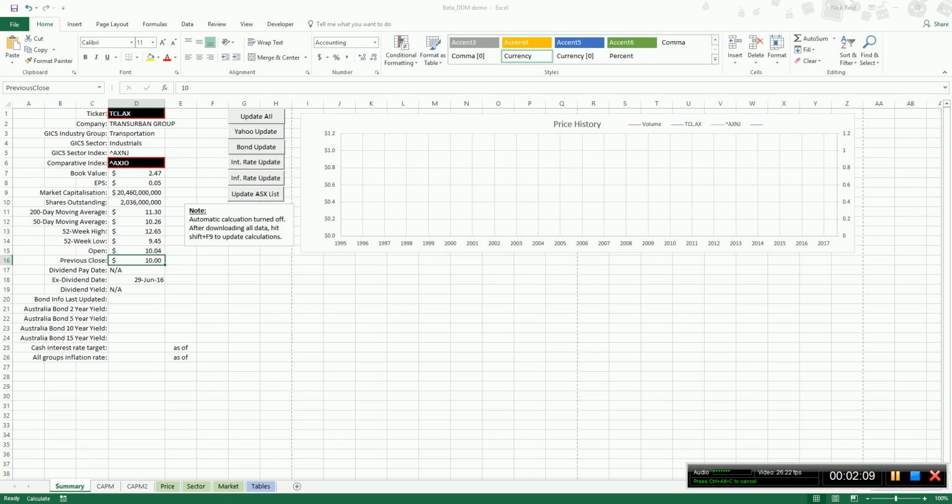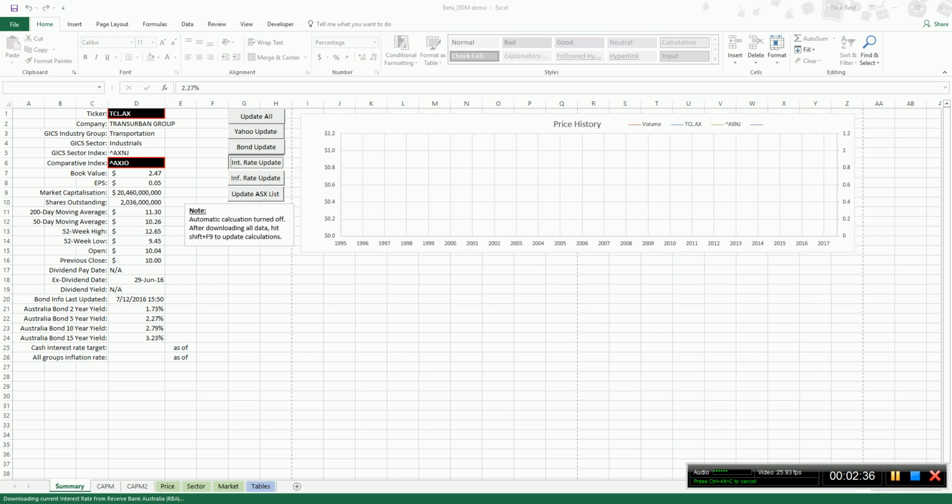We'll also now download the bond yields, which we're getting from Bloomberg. So we'll run through all the VBA code briefly in a moment. That's just coming from Bloomberg. So we've got 2-year bond yield is 1.73%, 5-year is 2.27%, and so on. Download the current interest rate, which is from the RBA website, I believe. We can have a look at that in a moment. And we'll also get the inflation rate. There we go.